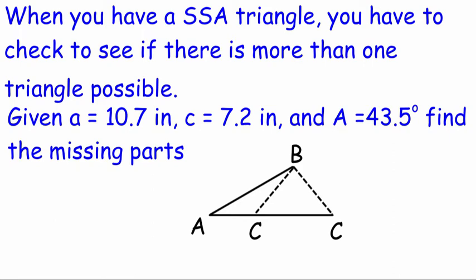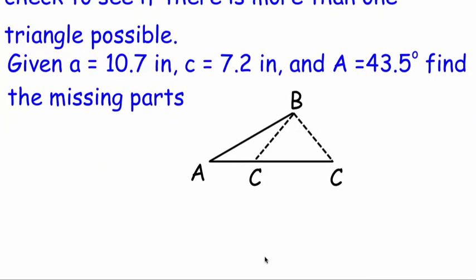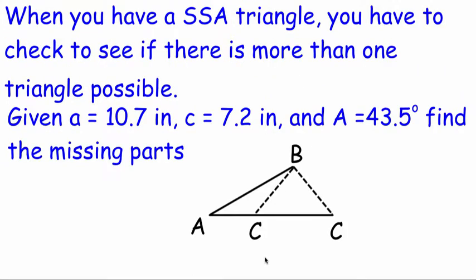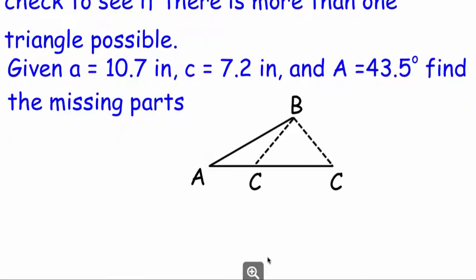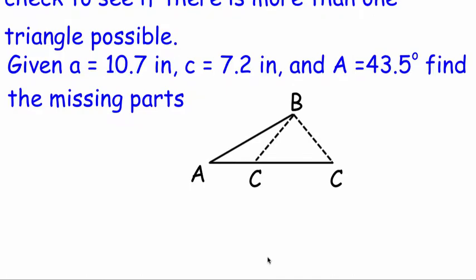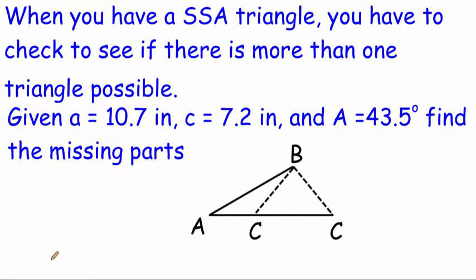Okay, here's another example where the information that we're given gives us a side-side-angle triangle. We know side A, which is this side here that could be flexible. It could go this direction, or we could swing it over here, and it could be this way. We know side C, which is 7.2, and we know angle A, which is 43.5.